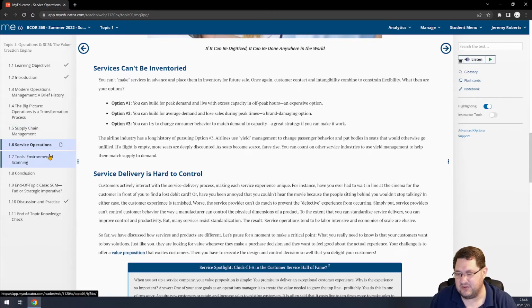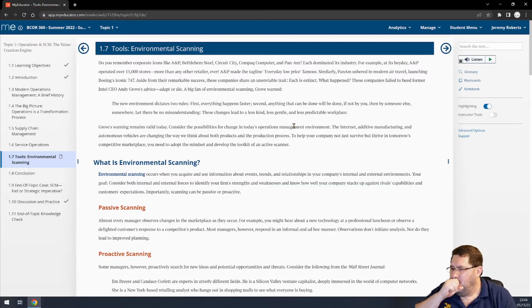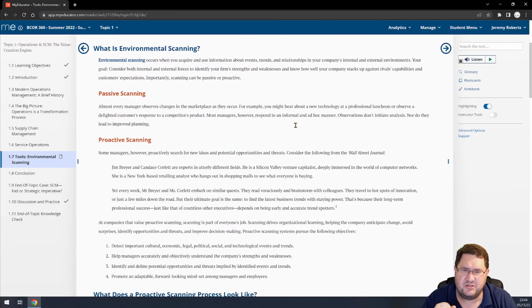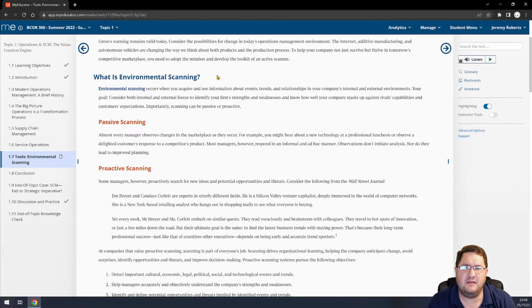Let's go to 1.7, scanning, environmental scanning. You guys already do this. Scanning, some say it's a lost art or it's a skill you need to develop. But there's two things to think about when it comes to scanning. We have passive scanning and then proactive scanning.